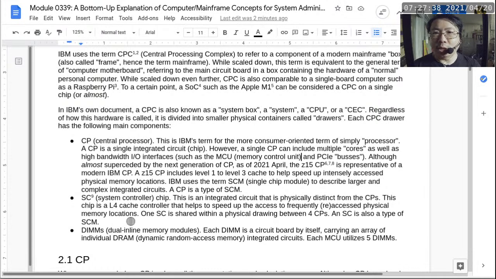So as a result, how much memory a single central processor has access to is limited by how the MCU is designed. With the Z15 IBM CP, the MCU utilizes exactly 5 DIMMs, and the 5 DIMMs must have exactly the same capacity. I will talk about this in just a little bit when we talk about how much memory can actually be used by a frame, not a single drawer, but multiple drawers connected to a collective called a frame.